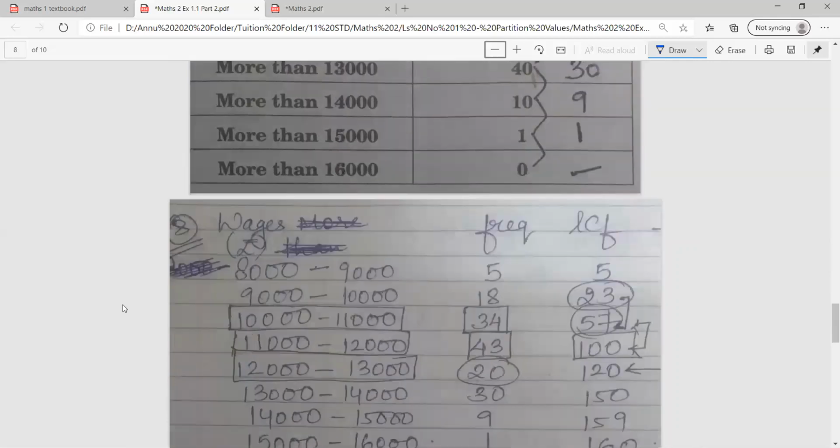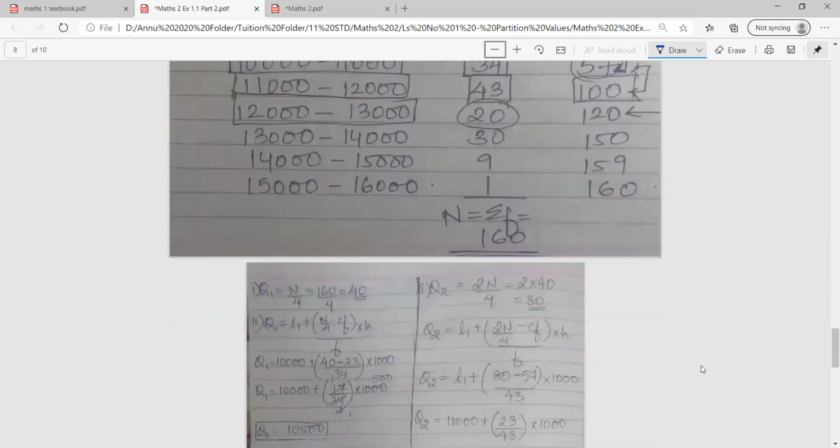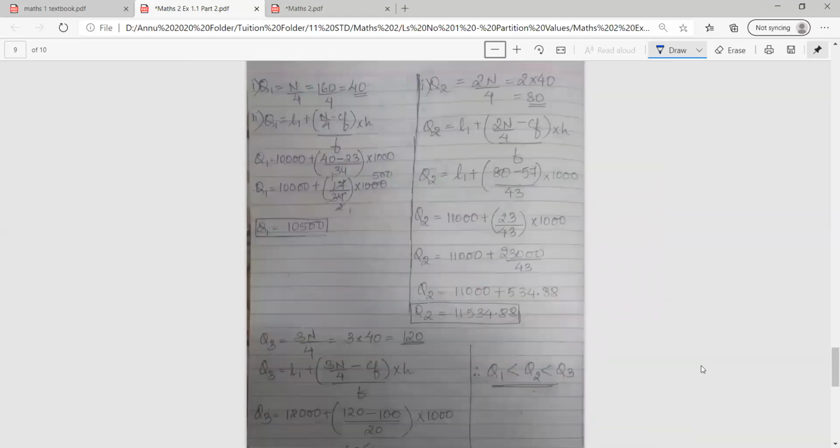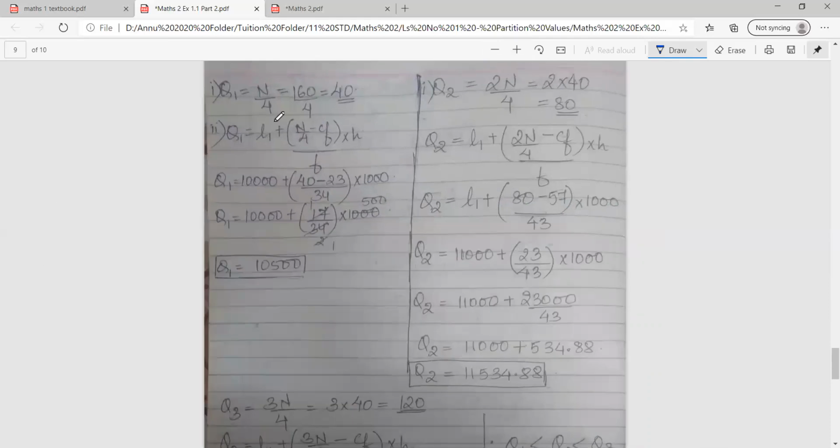And then you will get a table like this. So 8,000 to 9,000, 9 to 10, 10 to 11, 11 to 12, in this way you will prepare the classes. After that the frequency column will come, then you will add all the values of the frequency. Then the pattern is the same. Then you will prepare the less than cumulative frequency column. And then they have told you to find out all the quartiles. So you will put the small formula first, then the bigger formula, and this is how the solution will look like.